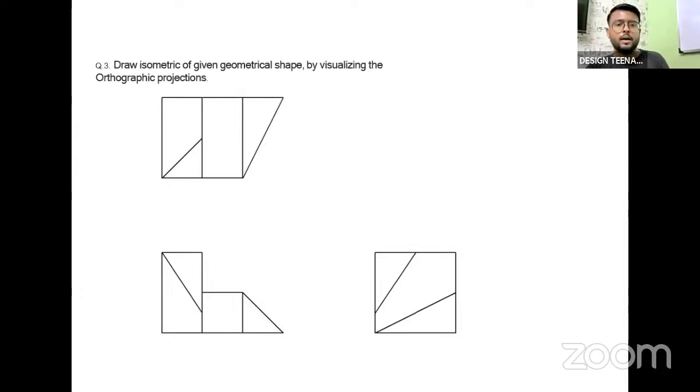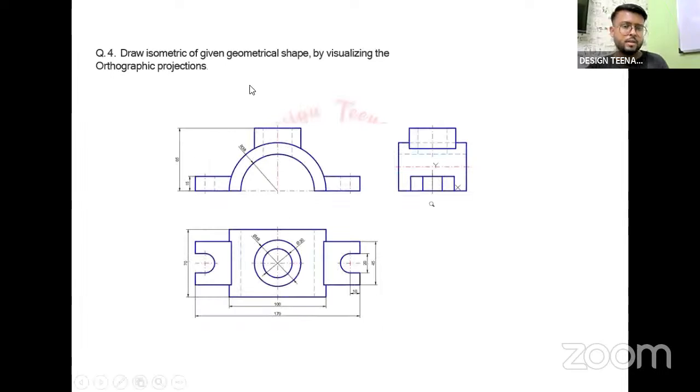Okay, we have, I guess, one more question. This is your last question: isometric view of the geometrical shape. The 3 surfaces are given, and you need to draw the isometric shape.